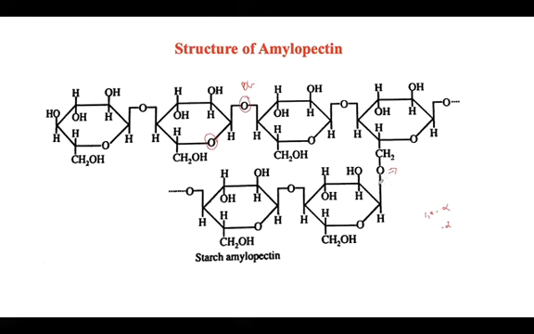So these are the main molecules. This is the structure of amylopectin, and starch has two molecules, amylose and amylopectin, which form the starch molecule. We have discussed in this lecture the structure of both the molecules. Thank you.